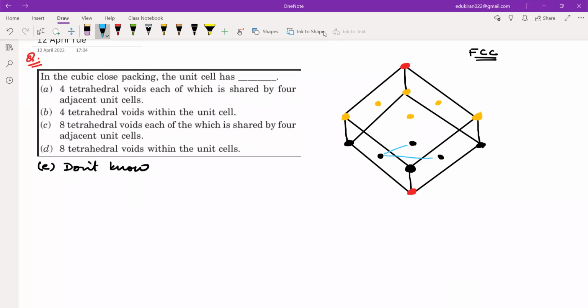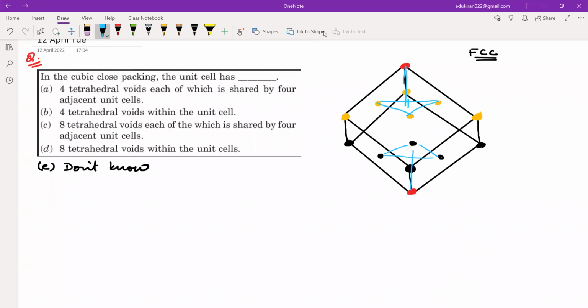These are the 3 atoms in one layer, and just below them is this red atom. That red atom is making one tetrahedral void. Similarly, you will have these 3, and just below, and just above, you have one red atom that is going to make a tetrahedral void.